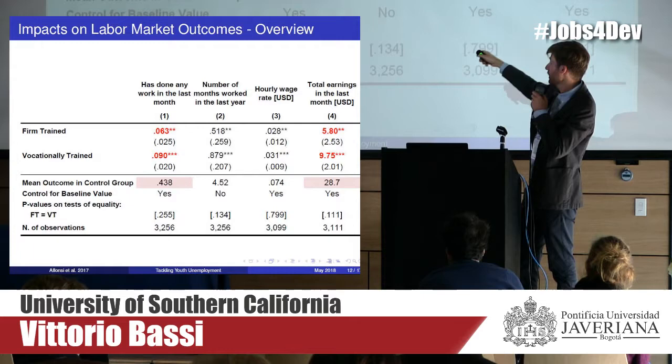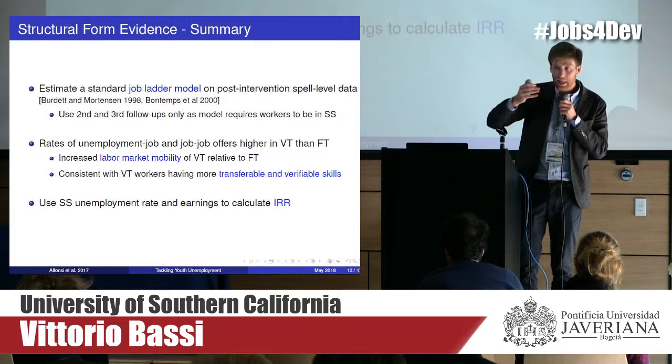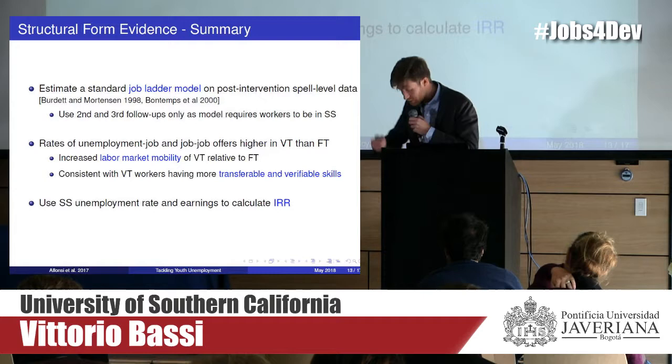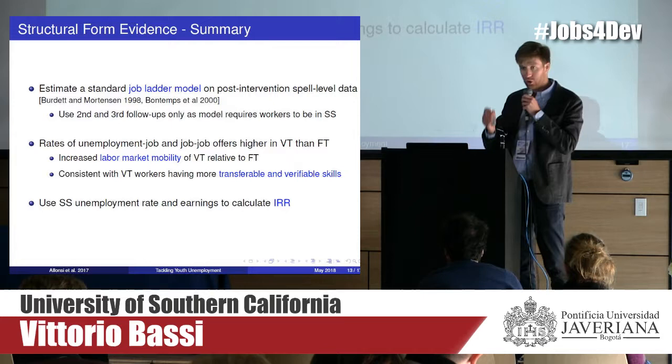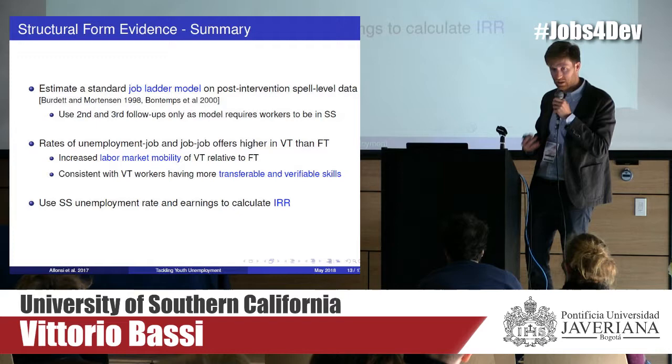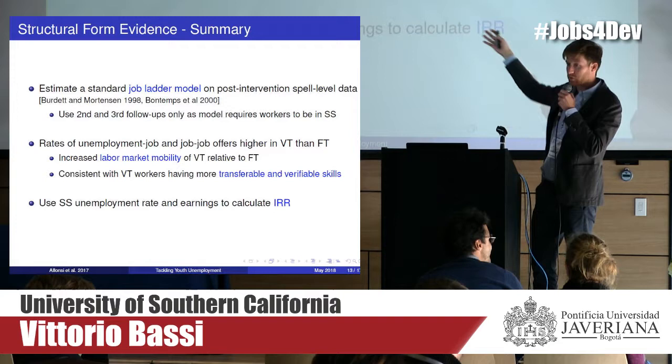We collected spell-level data on the labor market outcomes of all the workers that went to the program. So for each month, for 3 years after the intervention, we know whether the worker was employed, at which wage, or unemployed, and we document job-to-job transitions, job-to-unemployment, and unemployment-to-job transitions. So we can use this to estimate a standard off-the-shelf job ladder model. We are going to do this on the last two waves of data, because of course this is a steady-state model. It requires the workers to be in steady state, right?